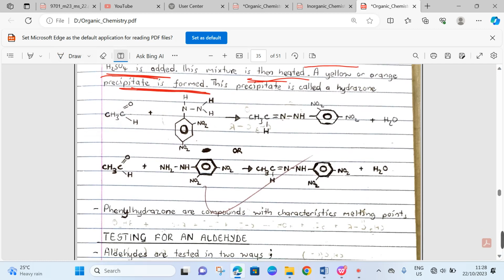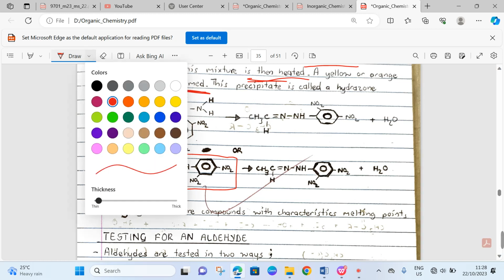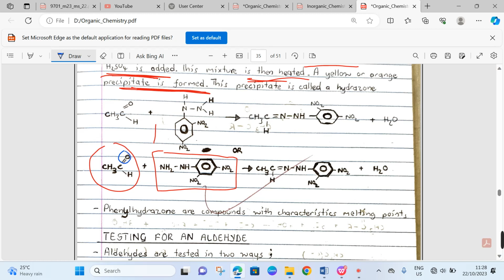So below here is just an example. Here's your aldehyde reacting with 2,4-DNPH. What then happens? The oxygen atom here is broken. Two of these hydrogen atoms are also removed to form this H2O that is over here. And the new structure is created like this. I hope you see it.